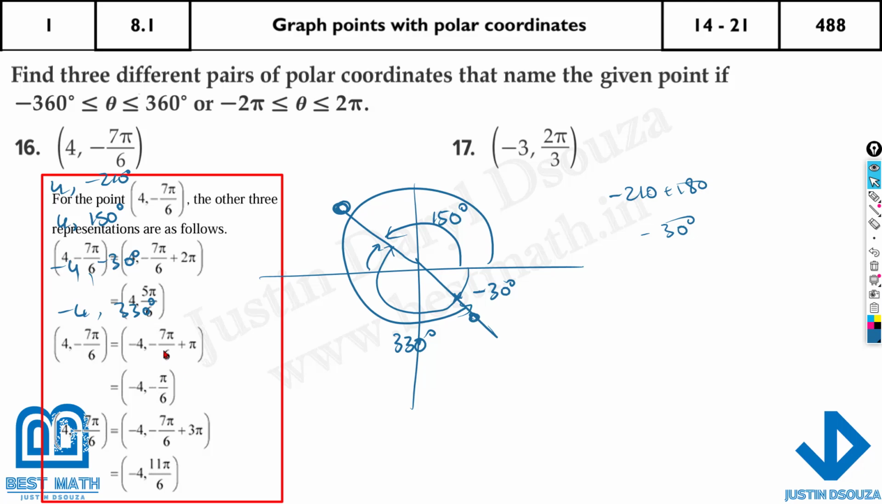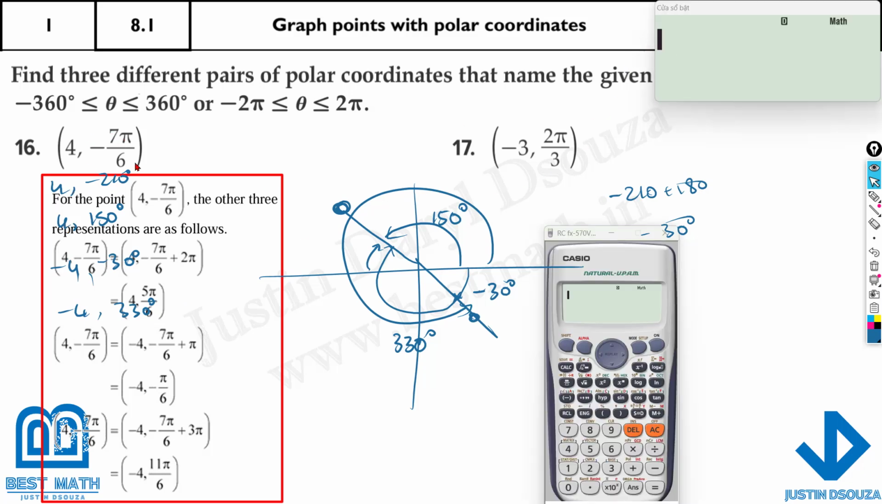Okay, now what happens with the answers? Of course, the answers will be in radians, right? So you need to convert this. Let me show you how to convert. We know the first one, negative 210, is 7 pi by 6. What about 330 degrees? All you do is write 330 degrees divided by 180, because 180 is the pi value, and multiplied by pi. That's the answer, 11 pi by 6. That's the last one, minus 4 and 11 pi by 6.